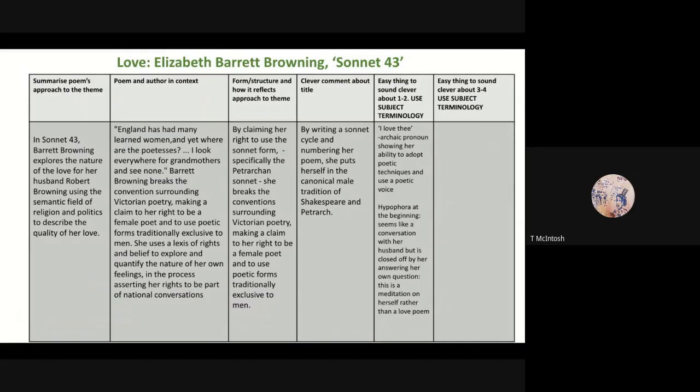In the structure, which I hope you're now used to, in Sonnet 43, Barrett Browning explores the nature of the love for her husband, Robert Browning, using the semantic field of religion and politics to describe the quality of her love. That's our kind of summary.